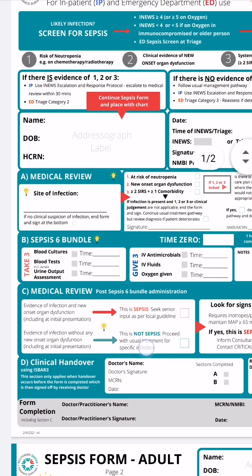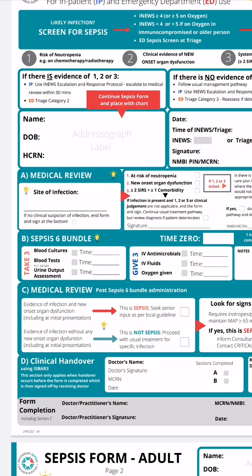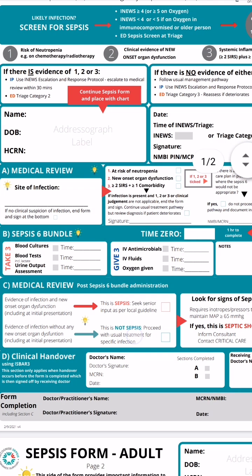Okay, inpatient department: inpatients use the iNews escalation and response protocol, escalate to medical review within 30 minutes. So the doctor will have to check that patient within 30 minutes. Or if the emergency department triage category is 2, there are 4 categories of the triage. If the emergency department patient has triage category 2, then we will complete this form, continue the sepsis form and place the chart, name, date of birth, and healthcare registration number.